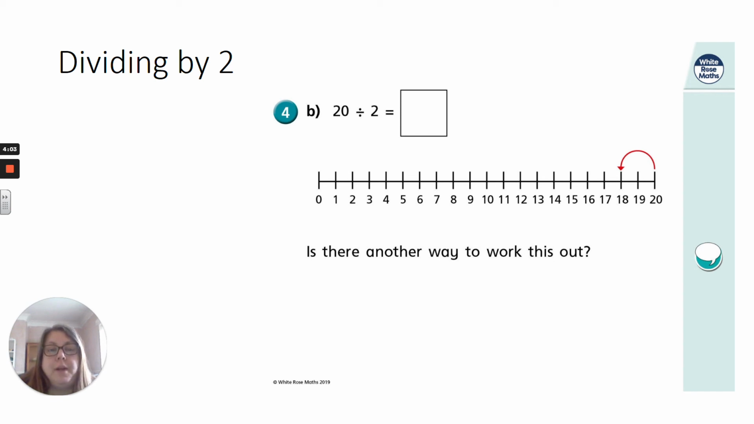Yeah, 20 divided by 2 is 10, isn't it? Half of 20. Another way to work it out is, if you're dividing by 2, you're halving something, aren't you? We've looked at halving. So we know half of 20 is 10. There's another way that we can work it out. There may even be more than another way. Send it across on Tapestry if you've found other ways.